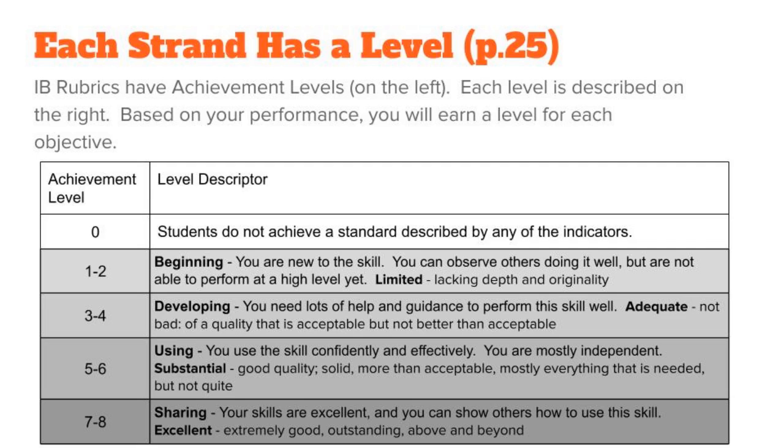For each strand, you're going to choose a level. IB rubrics have achievement levels on the left: 0, 1, 2, 3, 4, 5, 6, 7, 8. Each level is described on the right. Based on your performance, you will earn a level for each objective.